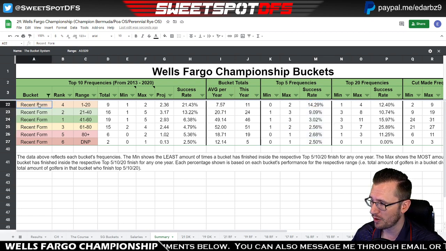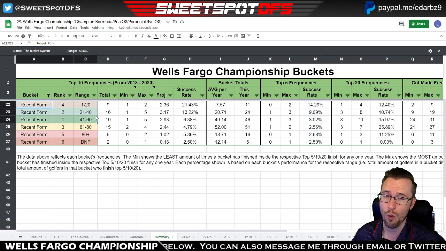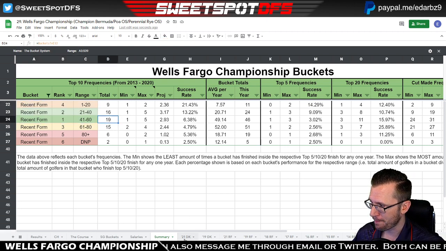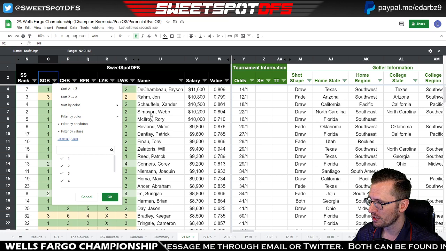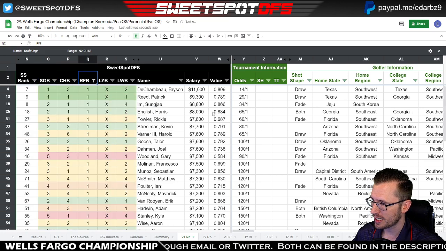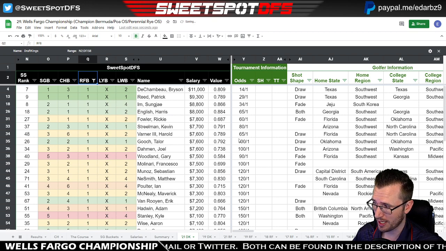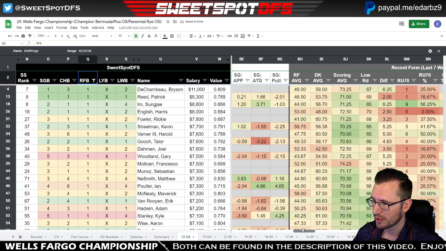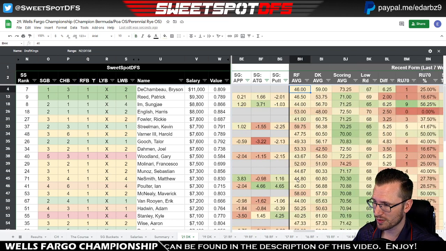We're going to be talking about recent form bucket 4, 2, and 1. So we'll start at 1. We know this is our number 1 bucket. It's that 40 to 60 range. What can we find with that? Who is at the top? Bryson. Bryson, believe it or not, is here between that 40 to 60 recent form average. So 46 is his recent form average.